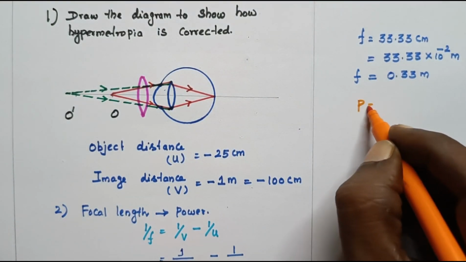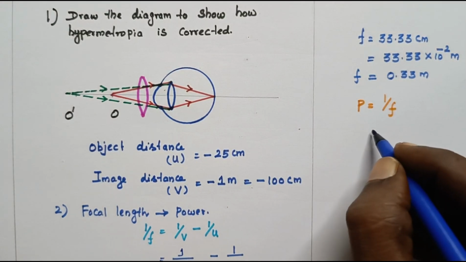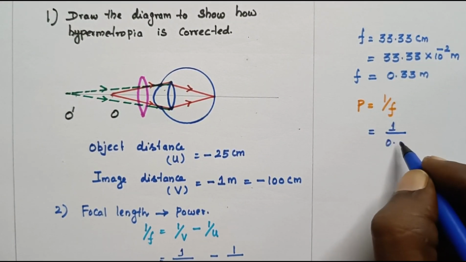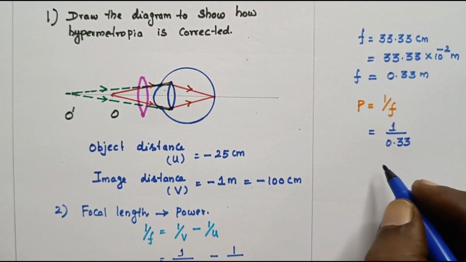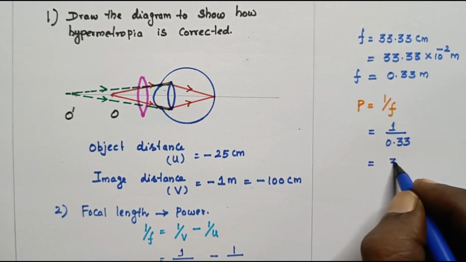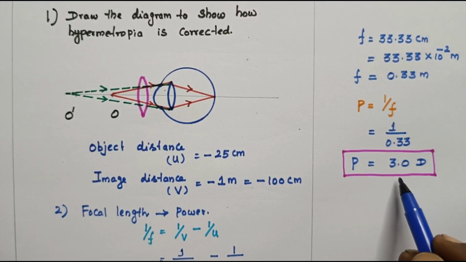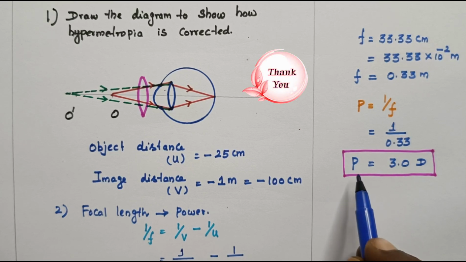Power is equal to 1 by focal length. Therefore, this is equal to 1 divided by 0.33. 1 divided by 0.33 is equal to 3.0 diopter. This is the answer for the second question. We have calculated the power of the convex lens to be used.